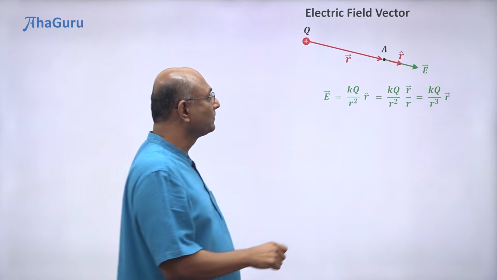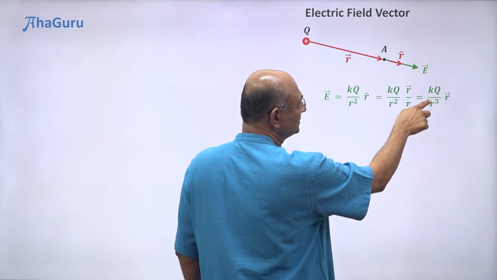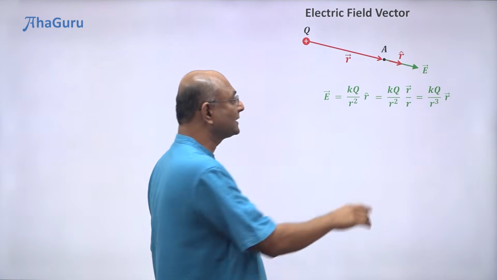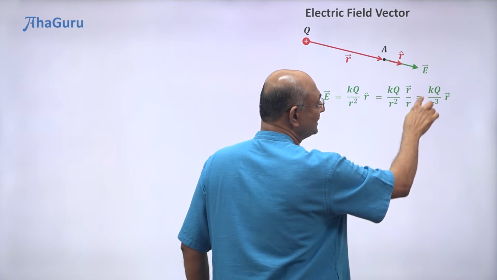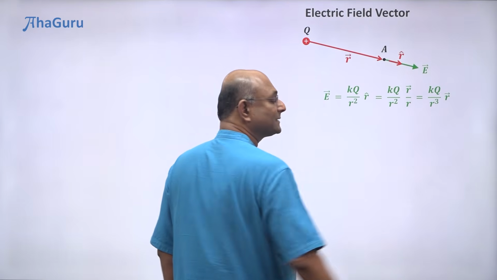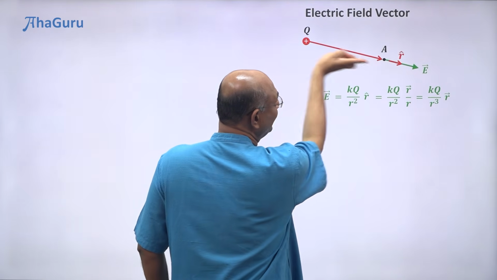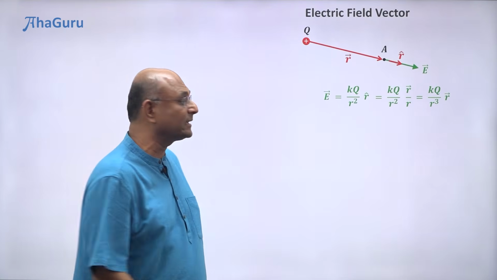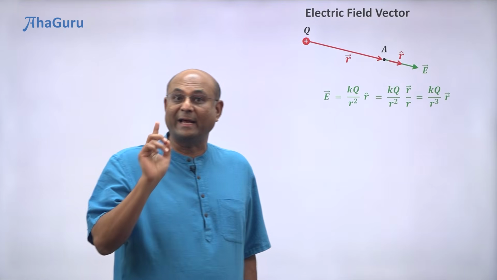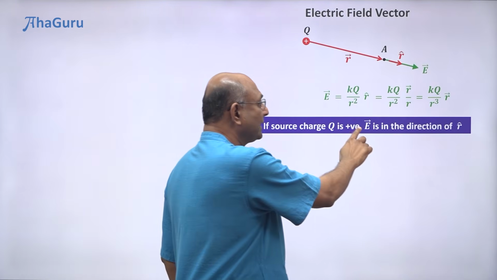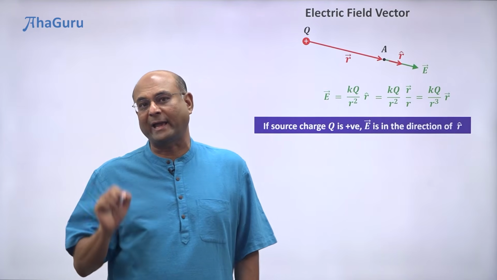Now notice, k is positive, r cube is positive. Here q is also positive. Because q is positive, this entire thing is positive. Positive number times r vector tells us that the electric field is pointing in the r vector direction, or in the r cap direction. When the source charge is positive, the electric field is in the direction of r cap.